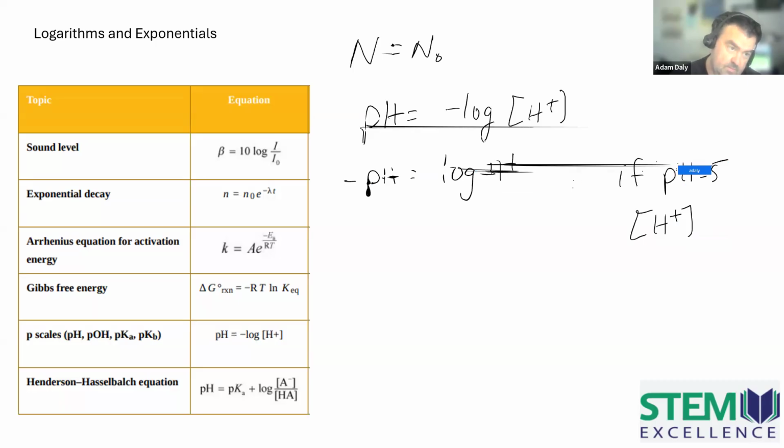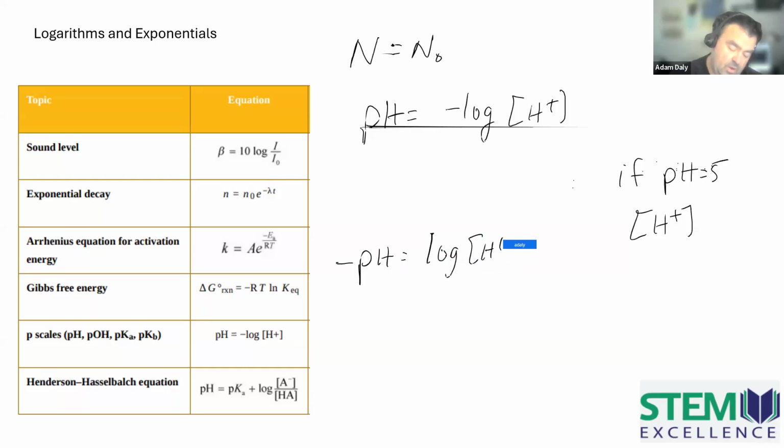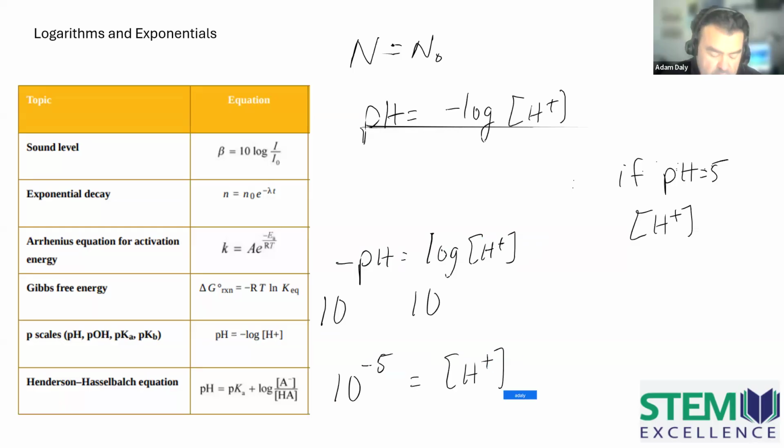I'll have to go a little bit farther down here. So the minus pH is equal to the log of H plus. So you want your logarithm completely on one side. You raise 10 to the power of both of them. And so we get 10 to the minus 5 equals H plus. So those are very handy tools with logarithms, how to solve for a number and how to get access to an exponent.